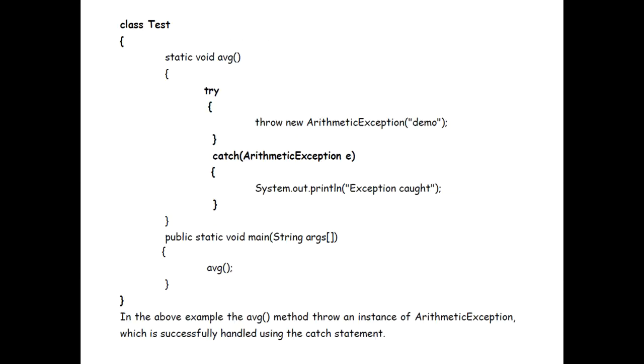Here is an example. We have defined a method called average, which is going to throw an exception called ArithmeticException, to which we have passed a parameter of type string, demo. Then a try should be followed immediately by a catch block, that is catch ArithmeticException, exception caught. And we have defined a main function in which we call that average. Based on that, it throws an instance of ArithmeticException which is successfully handled using the catch statement.